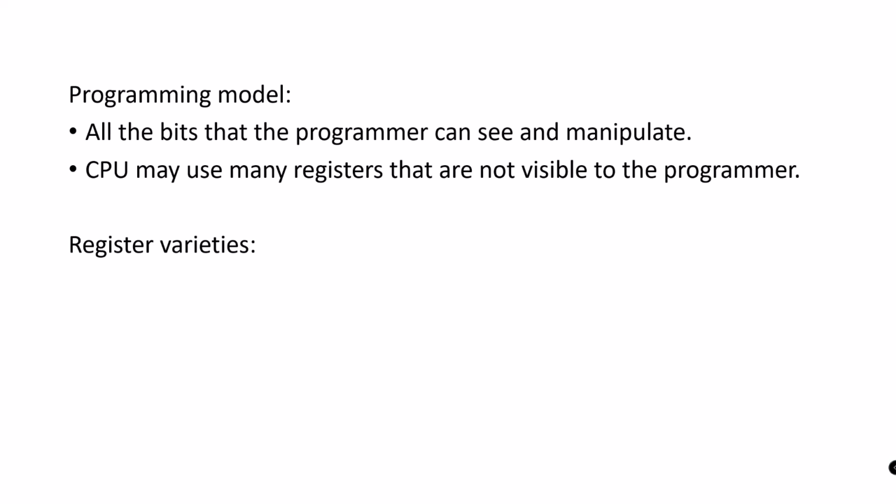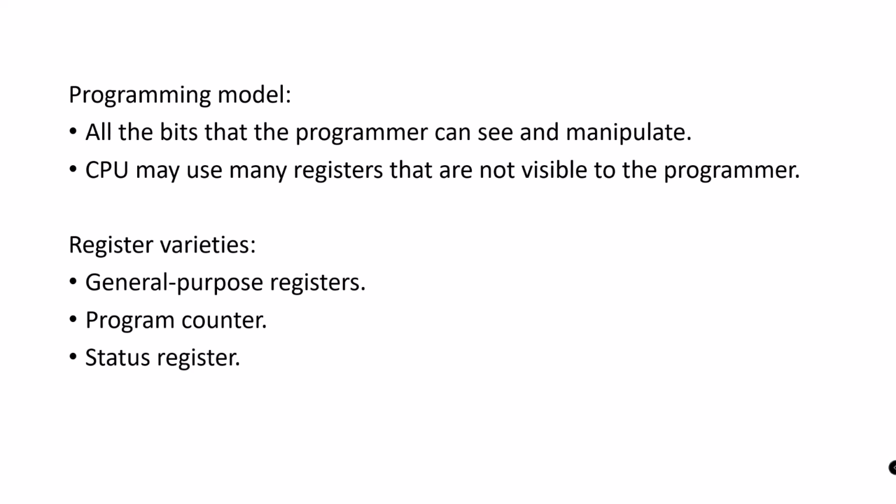There are several types of registers. General purpose registers are used for a variety of tasks in a program. The program counter points to the location in memory where the current instruction resides. Status registers may record the results of operations that are performed in the CPU. Some architectures provide special purpose registers, for example, for digital signal processing.